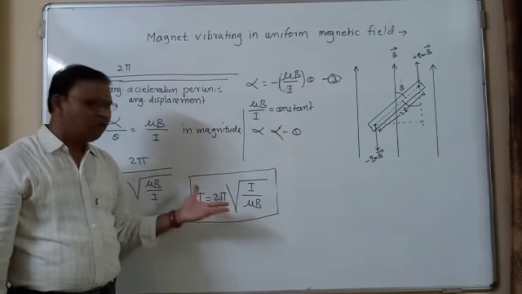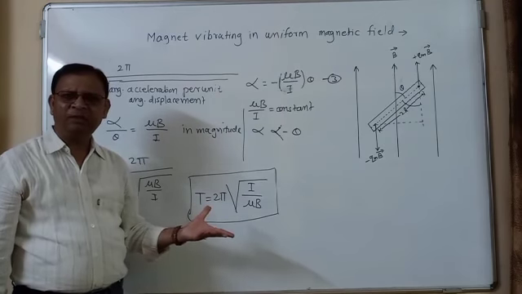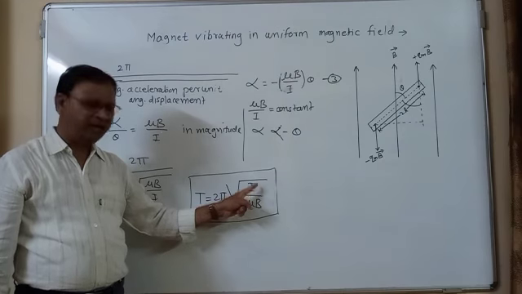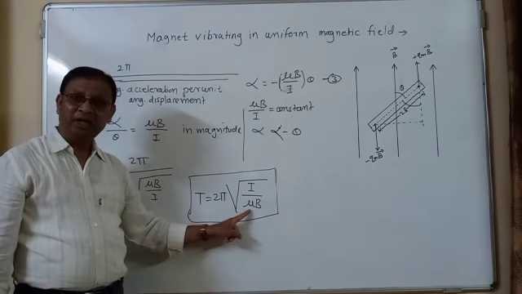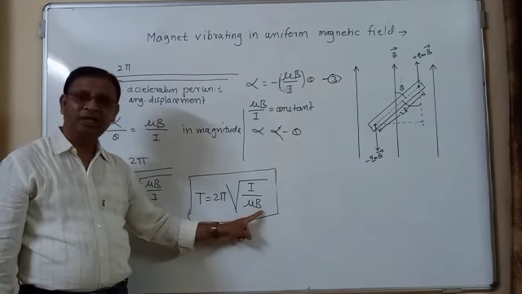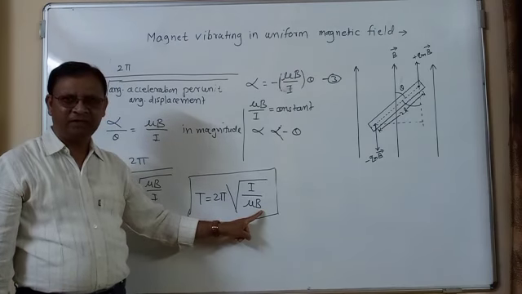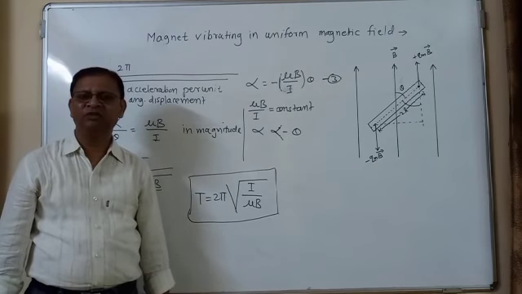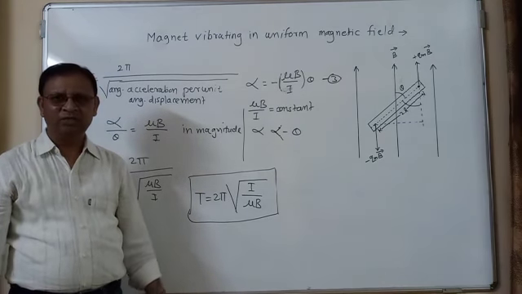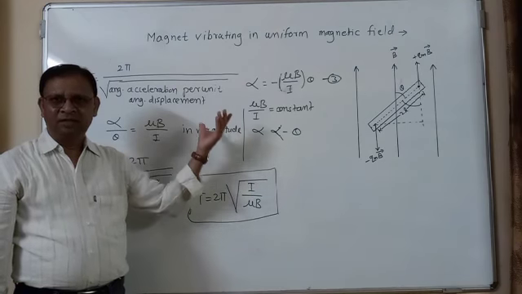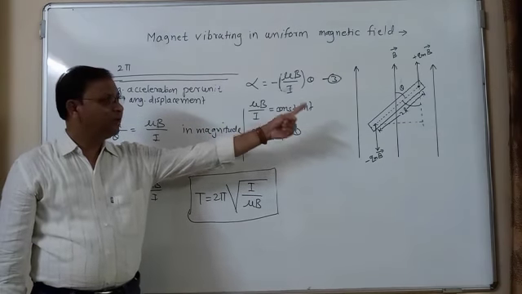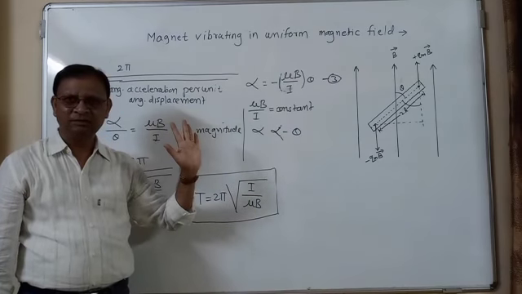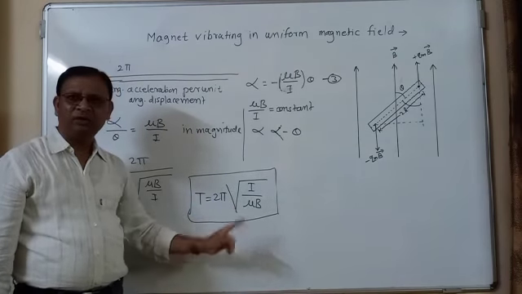Okay, on what factors does the period of the magnet depend? It depends upon the moment of inertia of the magnet, it depends upon the magnetic dipole moment, and also it depends upon the strength of magnetic field. Okay, so this is about the period of a magnet vibrating in uniform magnetic field. So we have seen here how the magnet vibrating in uniform magnetic field performs angular simple harmonic motion and the formula for its period.